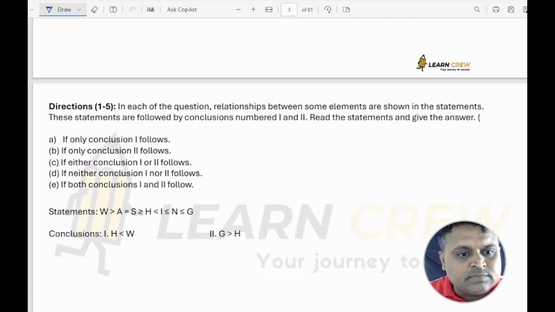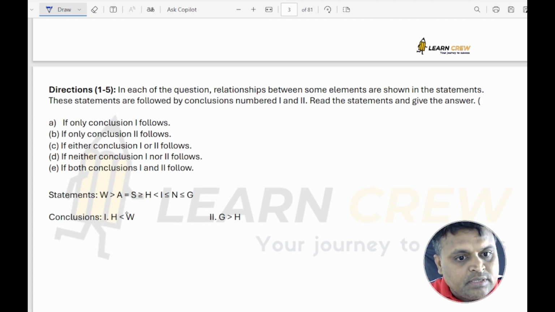Now second question. W greater than A is equal to S greater than or equal to H less than I less than or equal to N less than or equal to G. So H and W means like this. W greater than A is equal to S greater than. Two inequalities of the same group, greater and equal to, so the priority will be given to greater. So I can say W greater than H is the conclusion. So H less than W is correct.